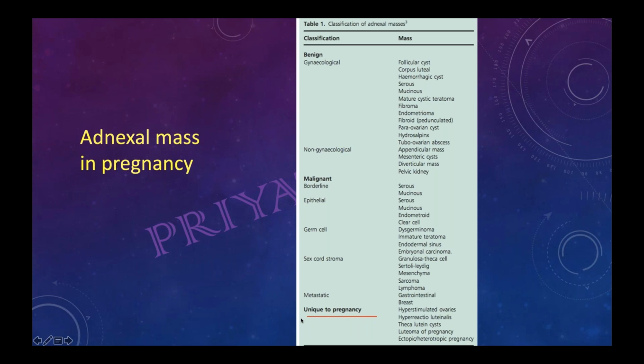What you have to know is the unique masses to pregnancy. This much you need to know. So these are unique to pregnancy. Hyperstimulated ovaries, we already know, if the patient has OHSS, or if it is a hyperstimulated cycle, OHSS can be there. So that will show hyperstimulated ovaries. Okay, the rest 3 I'm speaking.